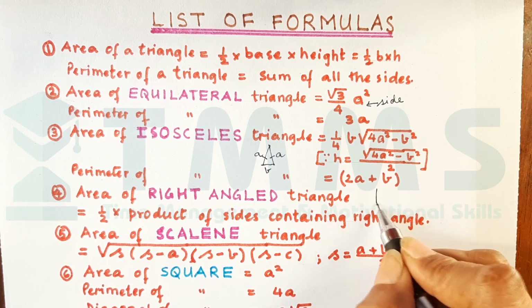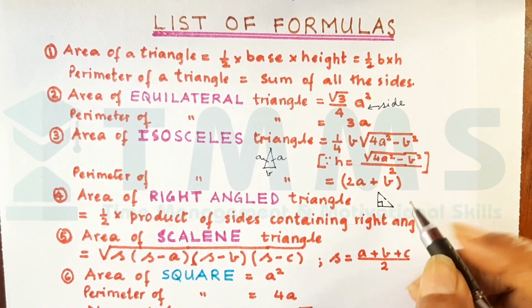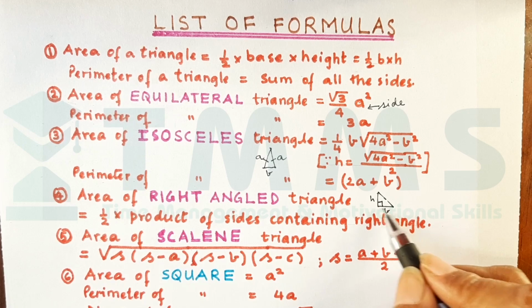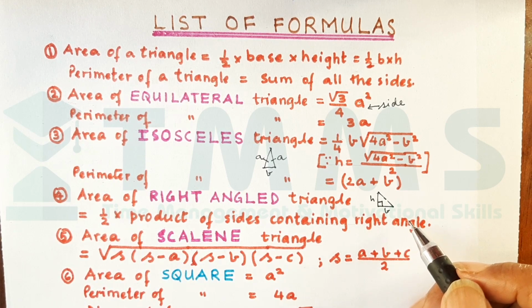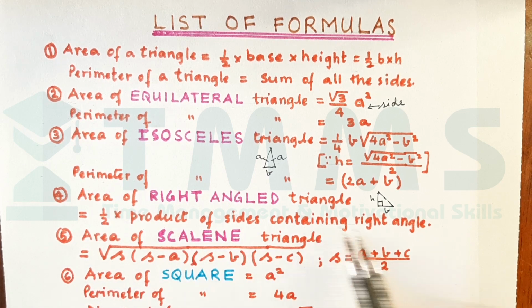Then we come to the area of the right angle triangle. Now, the area of the right triangle, if this is our 90 degrees and this is the base and this is the height, aren't these the sides which contain the 90 degrees? And so we say it is half the product of the sides containing the right angle. Then we come to the area of scalene triangles.